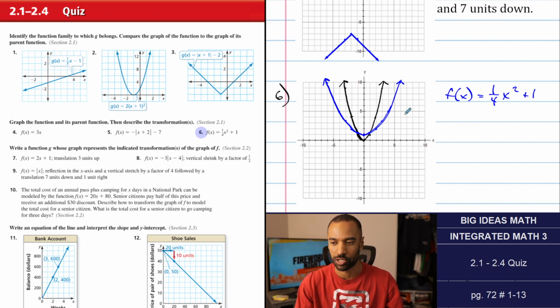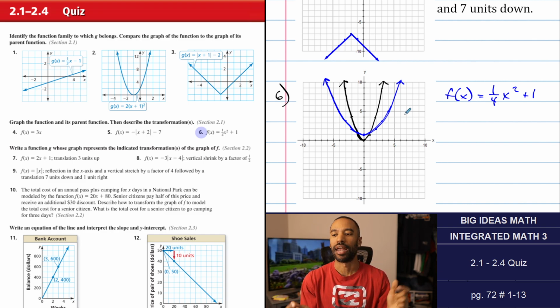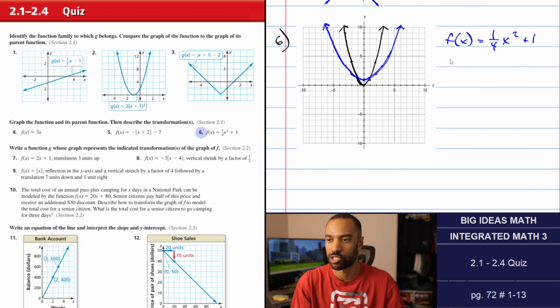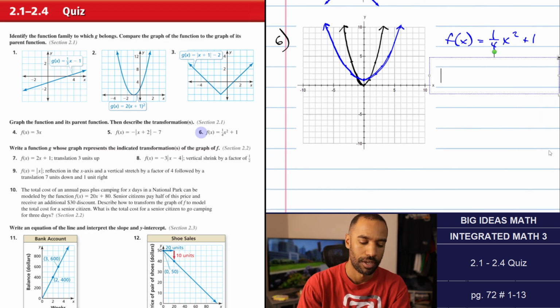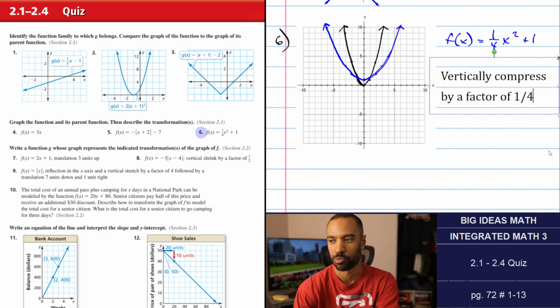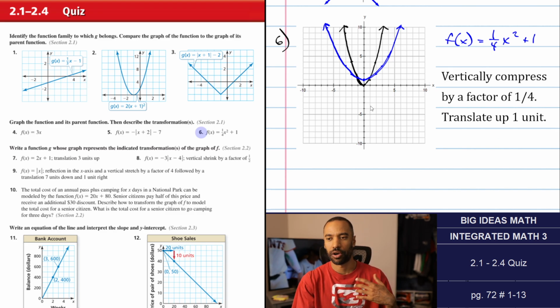The vertex has a translation up, but before that, technically, there was the vertical compression, right? I did everything in relation to my vertex, but everything was vertically compressed by a factor of 1/4. So vertically compress by a factor of 1/4. That's the first part. 1/4 is less than 1. And then we translate up 1 unit. And those are the two things that occur there on the graphs.